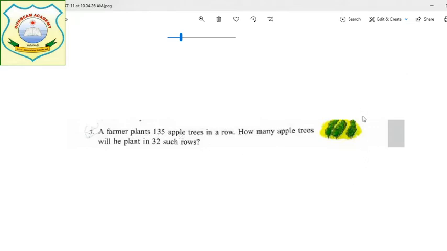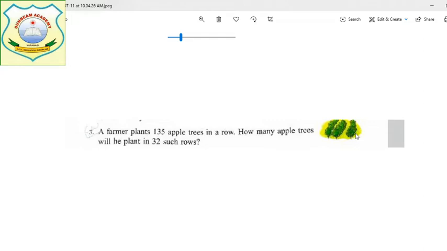135. So in one line, the farmer has planted 135 apple trees. How many apple trees will he plant in 32 such rows? If 32 rows are there, you can see the rows. This is the first row, this is the second row, this is the third row. It's a line of trees, rows, isn't it? So if 32 rows were there and in each row 135 apple trees were there, how many apple trees will he plant in 32 rows?